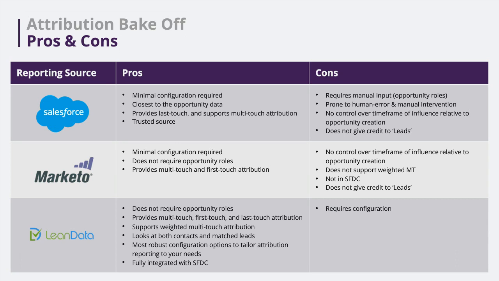With LeanData, we have a number of pros. So we're able to take some of the good parts of Marketo, where we don't actually require those opportunity roles. We have multi-touch, first touch, and last touch attribution. We also support weighted multi-touch attribution. So that's where we could actually define the fact that a trade show touch is worth more to us. They actually visit the booth, and if they click a link in an email or if they convert through an email. We look at both the contacts and the matched leads, which is absolutely huge.